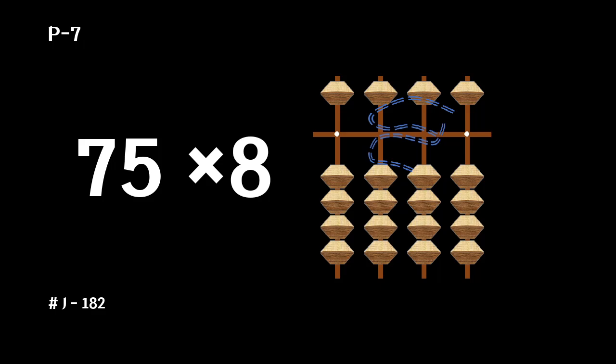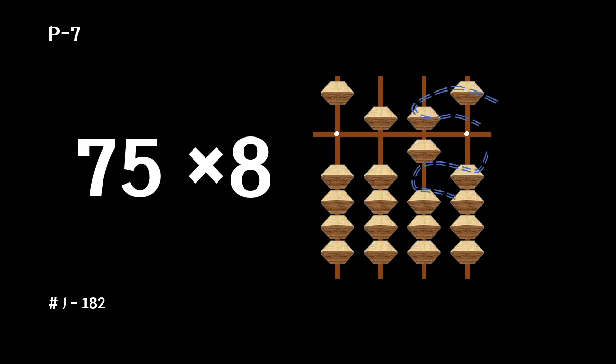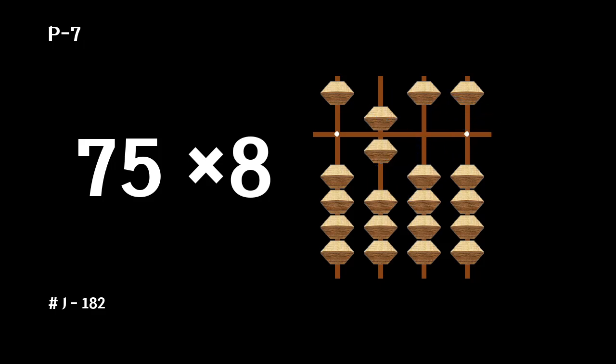7 by 8 is 56. 5 by 8 is 40. The answer is 600.